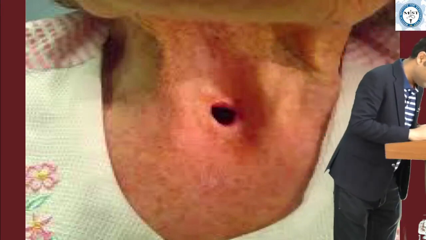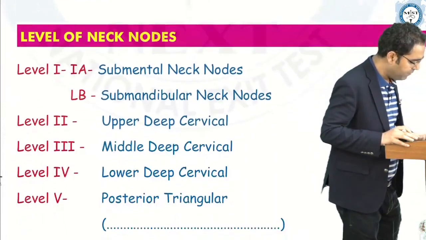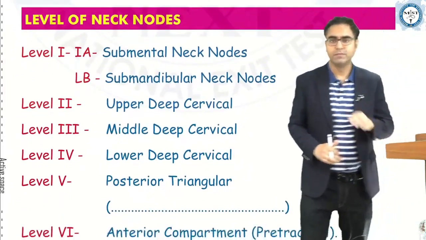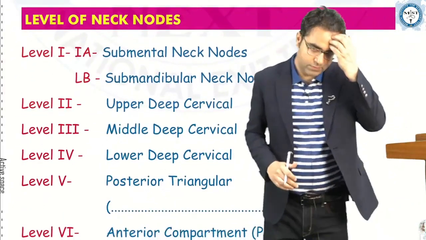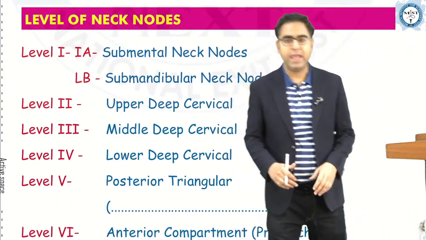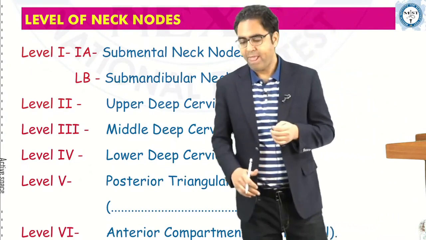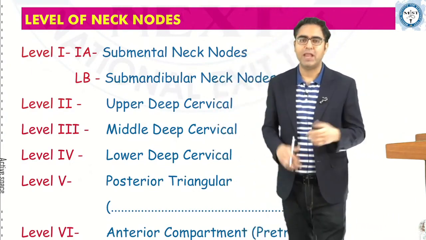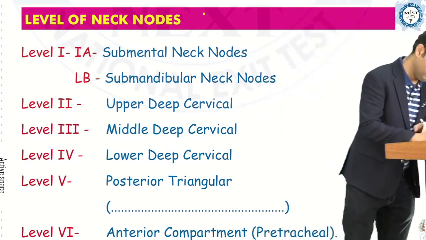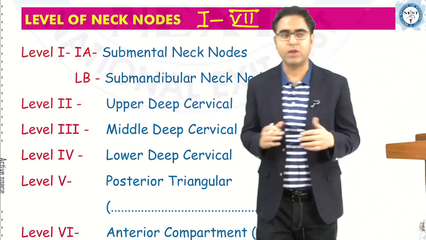Now the next one. Level of neck nodes, beta. Level of neck nodes. 1A submental, 1B submandibular, beta. Neck nodes are 7 levels, beta. Write down, beta, 1 to 7. Total level of neck nodes: 1 to 7.